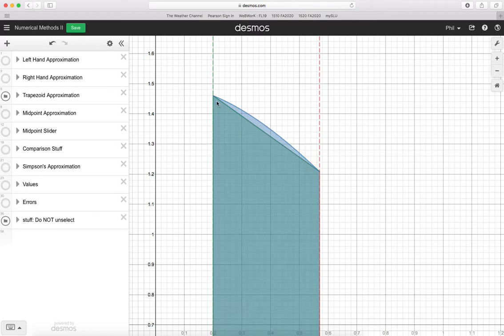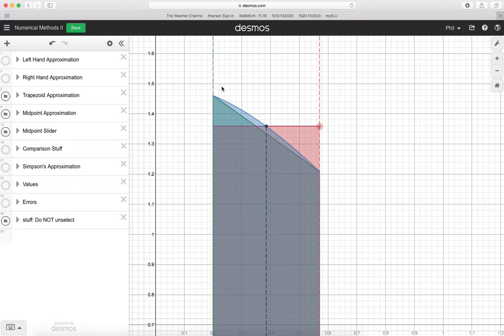The trapezoid rule obviously approximates the picture by using a secant line from here to here, a secant line being connecting 2 points along the curve. The question is, how can I visualize the midpoint approximation? Well, turning on a little cheat button here for me.